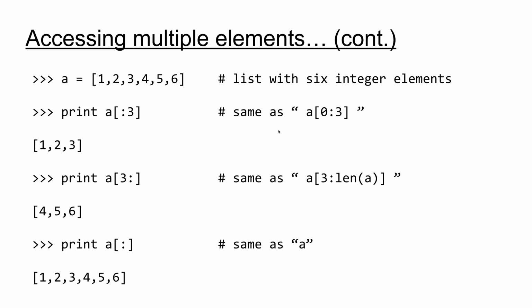So similar to the last slide here, we have 3 examples where we're cutting out sublists of the overall list A here with 6 elements. In the first case, we're going from the beginning of the list up to the third element. In the second example, we're going from the third element, not inclusive, to the end of the list. And then in the third example, obviously we're just going from the beginning of the list to the end of the list, so we're just returned the original list itself.